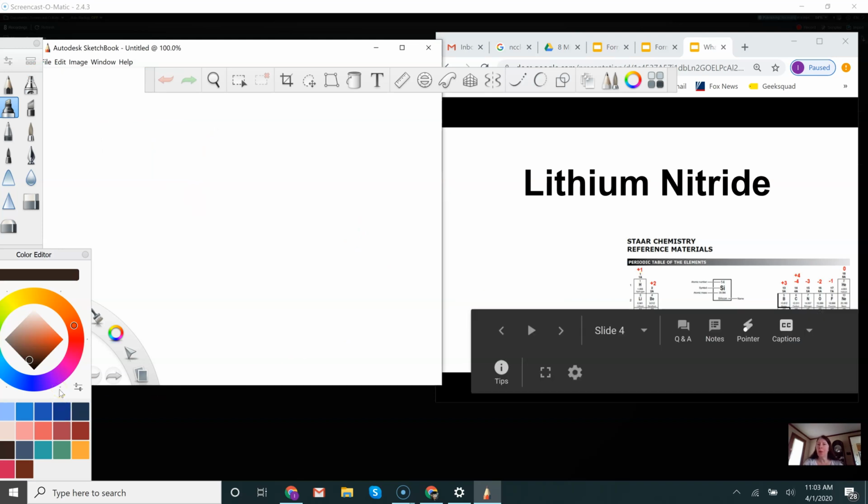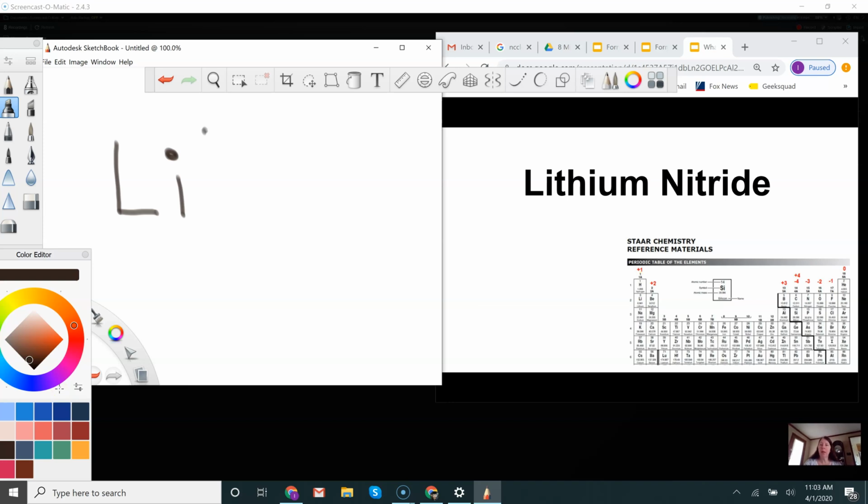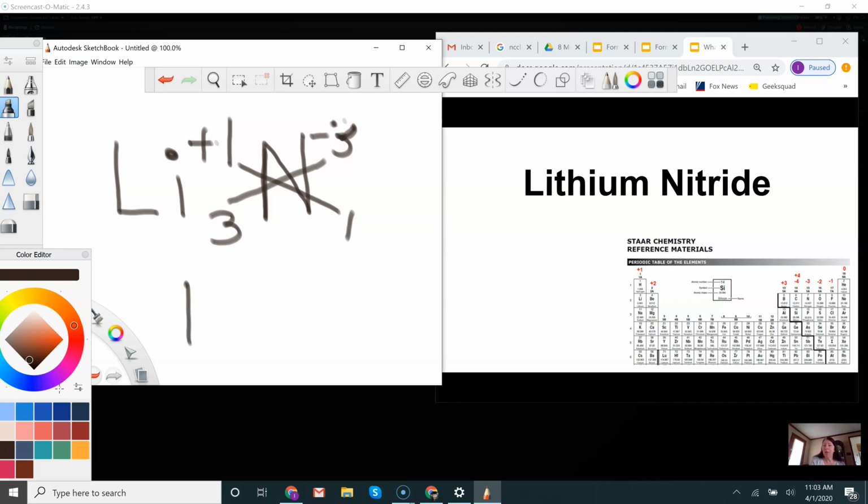All right, the symbol for lithium is Li. We looked at our periodic table, we had a plus one charge because it is in group one. Then for nitride, we write our nitrogen. We know that is a minus three. Okay, so we're going to bring those numbers down. And then we have to rewrite our lithium. There are three atoms, and nitrogen one, and we don't have to write that one. So Li3N.